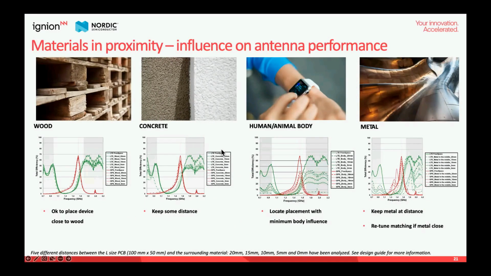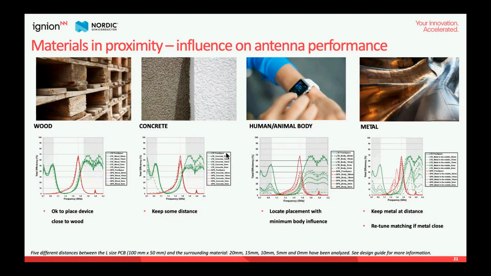It's not only important the frequency bands of operation, but also the use cases. Some devices may be on a pallet for tracking, even in a wall, on a human or an animal body, on a container. So all this environment is going to impact the performance of your device. So in here, we took a particular PCB size of 100 millimeter by 50 millimeter, and we just did the analysis on how the efficiency changes when the device is touching a material, 5 millimeter, 10, 15, 20, and you can see the results in this data.